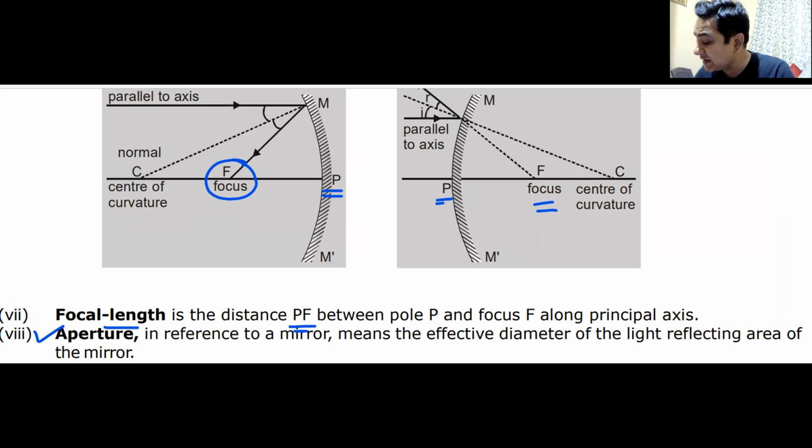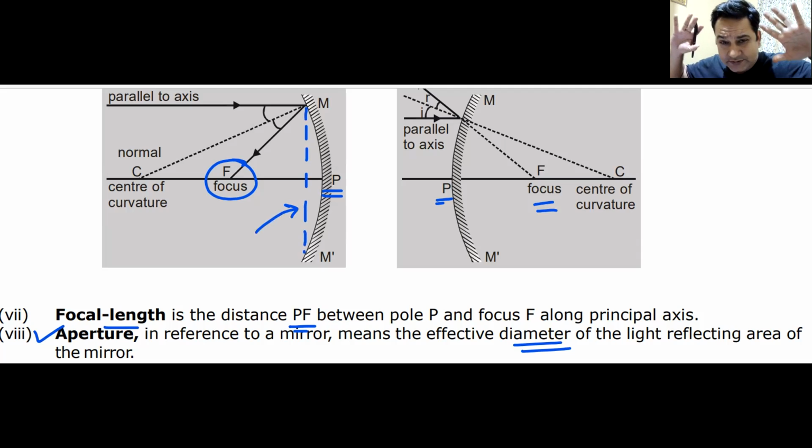Aperture is the diameter of the reflecting area. So if I draw a diameter like this from M to M dash, this will be the aperture of the mirror. Do we understand this? Yes, sir. So these are the other two definitions. You can keep on drawing the diagram. You don't have to write the definition. If you can draw the diagram correctly with everything written there, there is no need to write the definition. I'll give you time to do that.